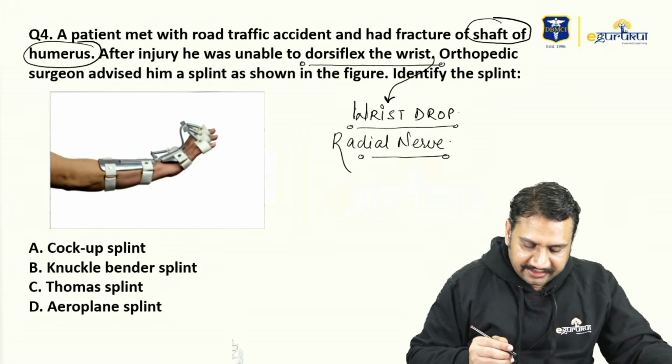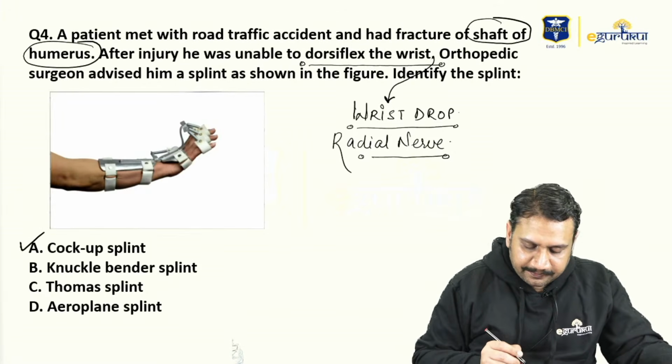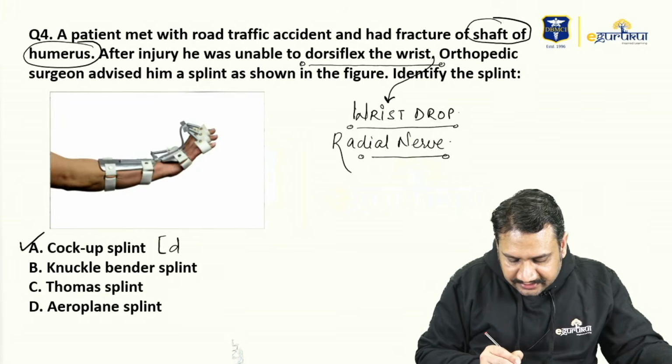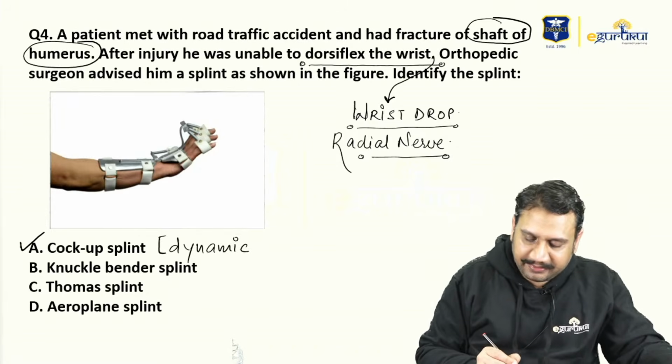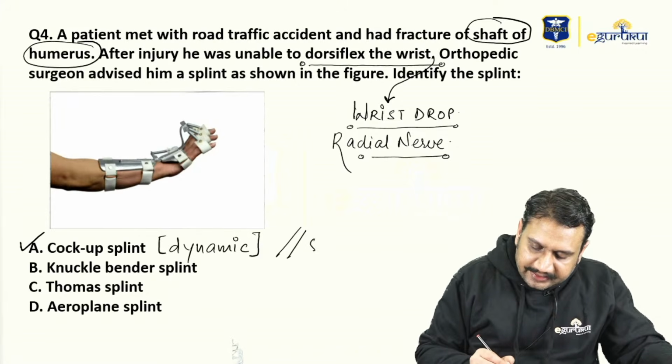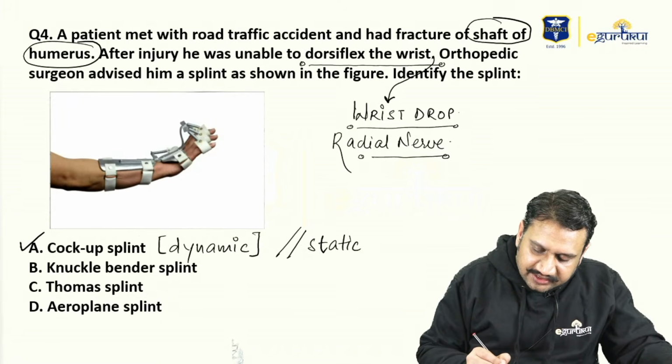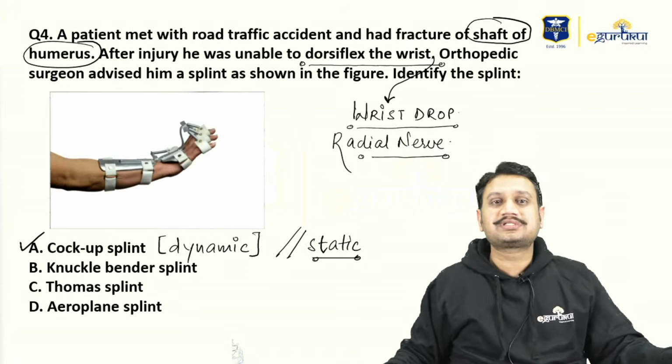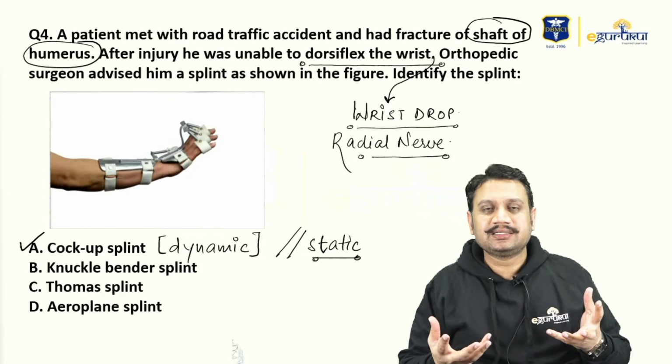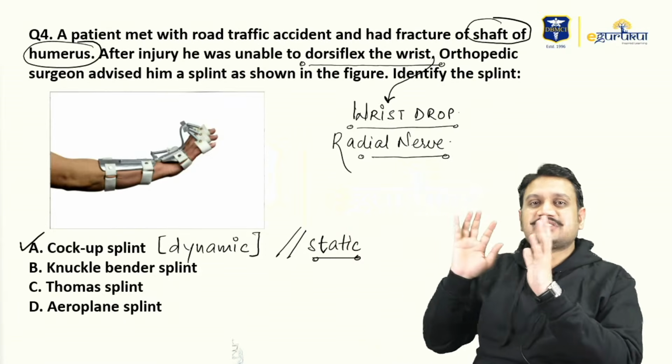So the splint given here is what you call the cock-up splint. And it is actually a dynamic cock-up splint. The cock-up splint can be of two types. It can be dynamic or it can be a static splint. Now what is the difference in these two? Static, what is the meaning of static? Static simply means that which is fixed.